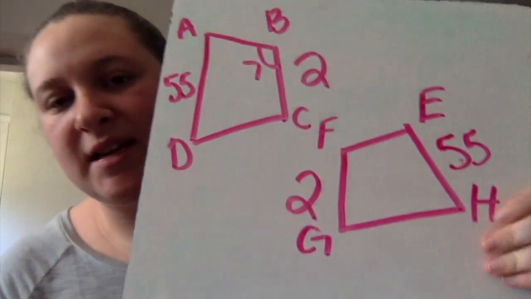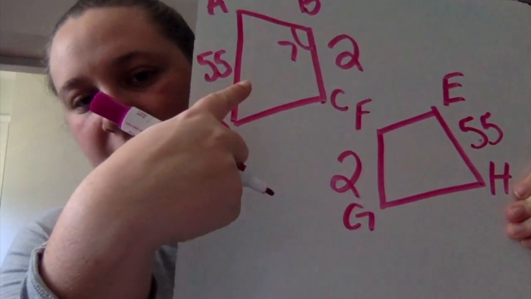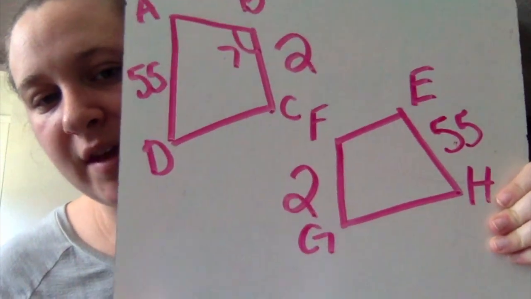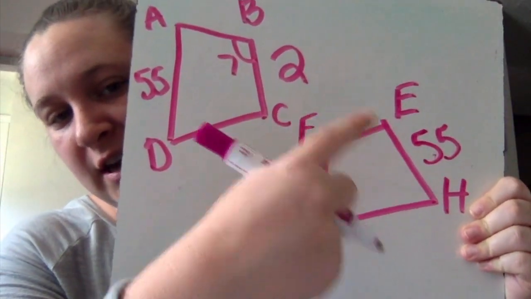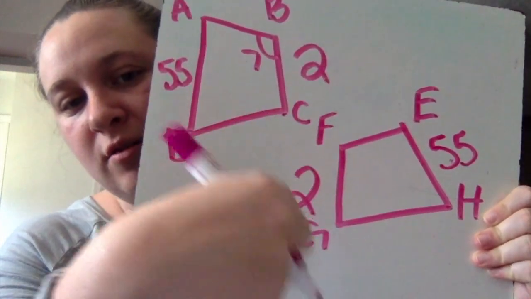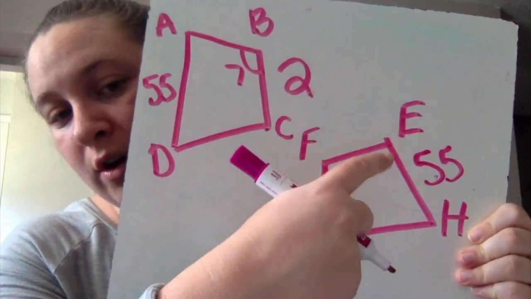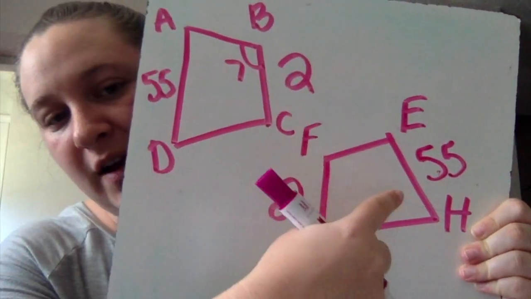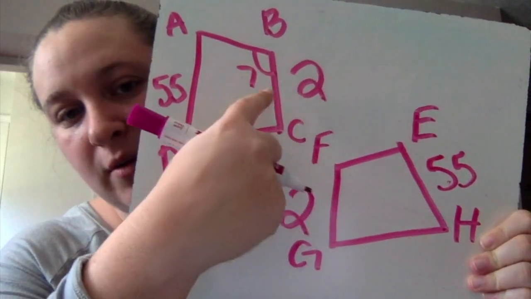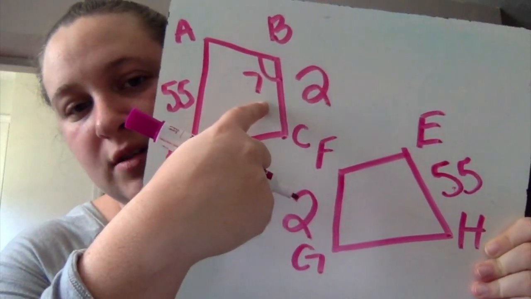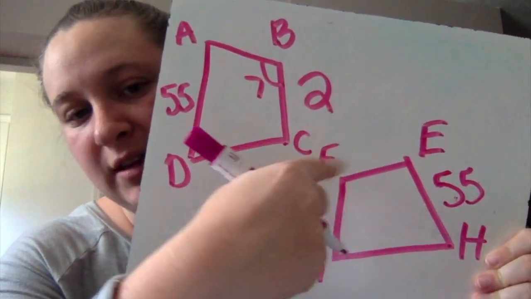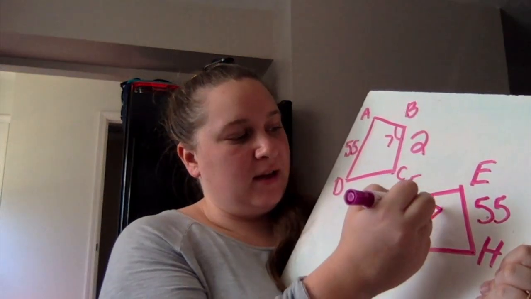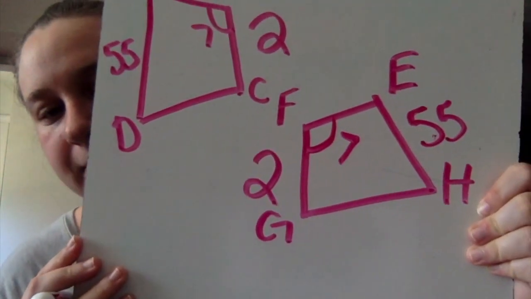This also makes sense because this is ABCD. A and D are the first and last letters in order of this, and this is EFGH. E and H are the first and last letters. So they normally label these in alphabetical order, so that's a really good way to tell what goes here. Now, if 55 goes here, we also have to figure out where this angle 7 goes. So the second letter in this is B, well the second letter in this is F. So that's a really good way to tell that this is going to be angle 7 right here.